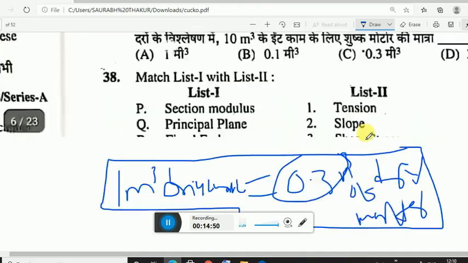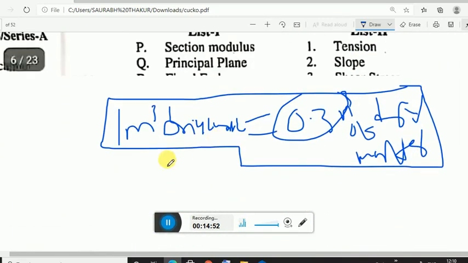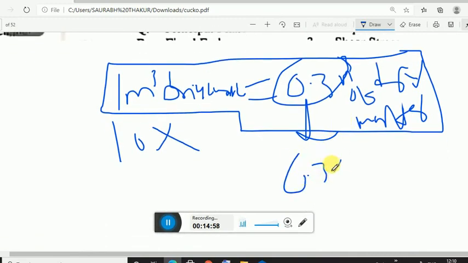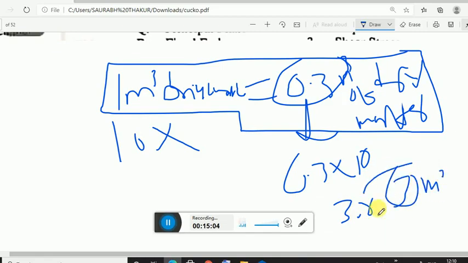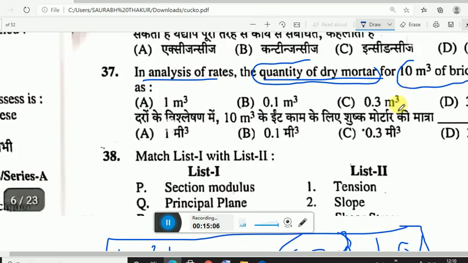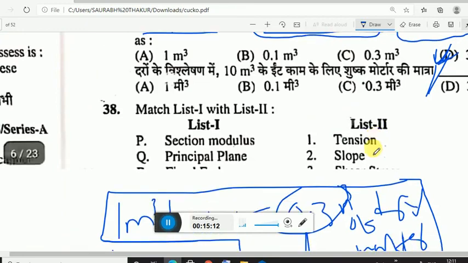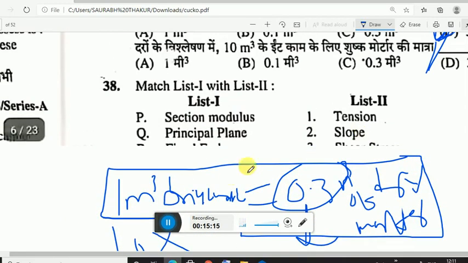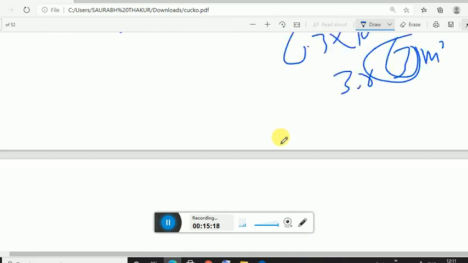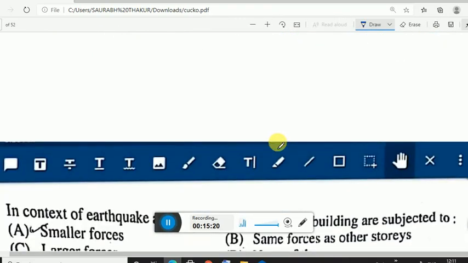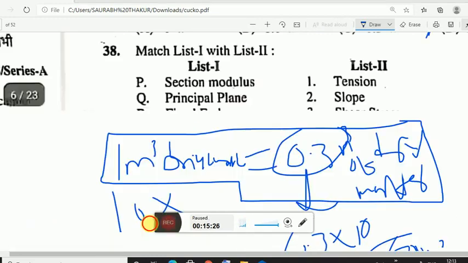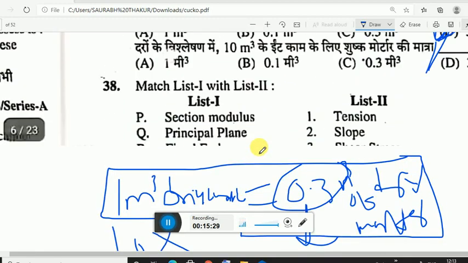And in the question, it is given that for 10 meter cube of brick work, what you have to do, you just have to multiply here, 0.3 into 10, that would be your 3 meter cube of dry mortar. Your correct answer would be 3 meter cube. I think in the D option it is given. Okay, let's move to the next question. For 1 meter cube of brickwork, you would be using 0.3 meter cube of dry mortar. Okay, we are ending the video, and in the next part I would be discussing more questions.